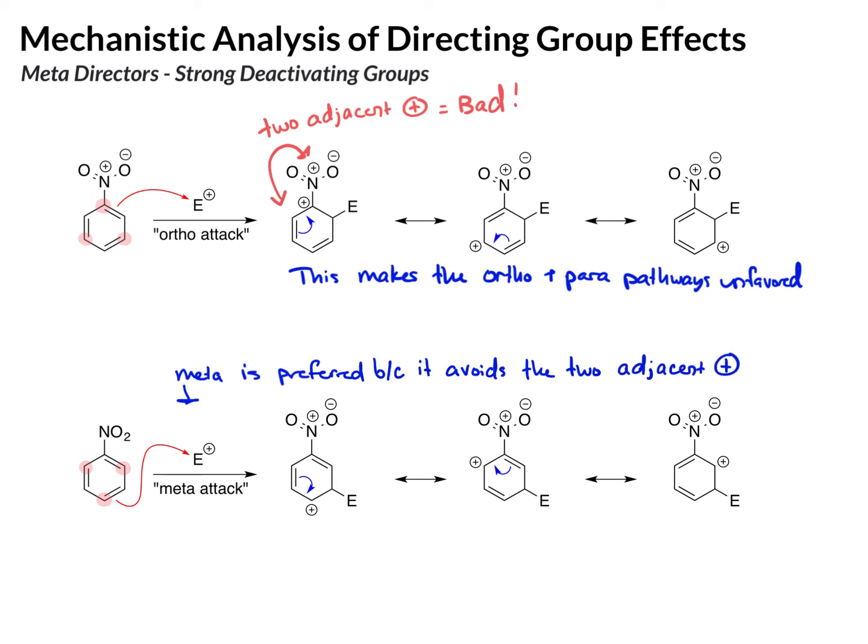One thing that is important to mention here, though, is the fact that if you look at this meta pathway right here, there's still nothing especially stabilizing or especially good about it. And that tells us why the nitro group is deactivating.